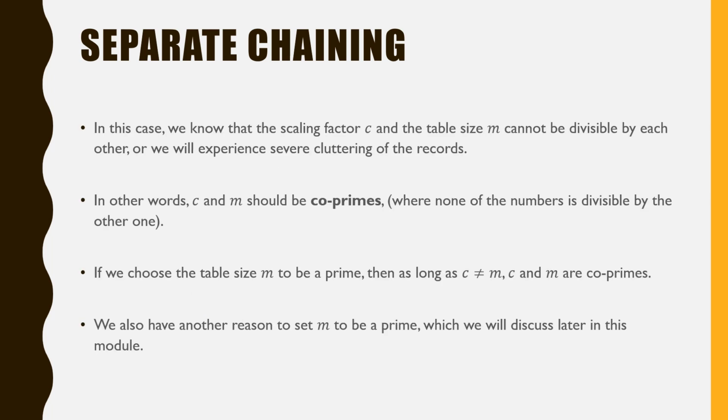To avoid such cluttering, we should choose the scaling factor C and the table size M carefully, such that none is divisible by the other one. In other words, they should be coprimes. If we choose M to be a prime, then C can be any number other than M to satisfy the coprime constraint. There are other reasons why we should choose prime table size, and we will discuss it later in this module.